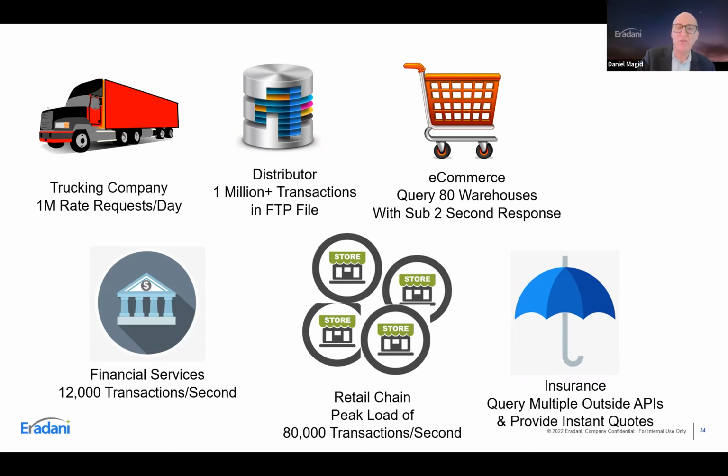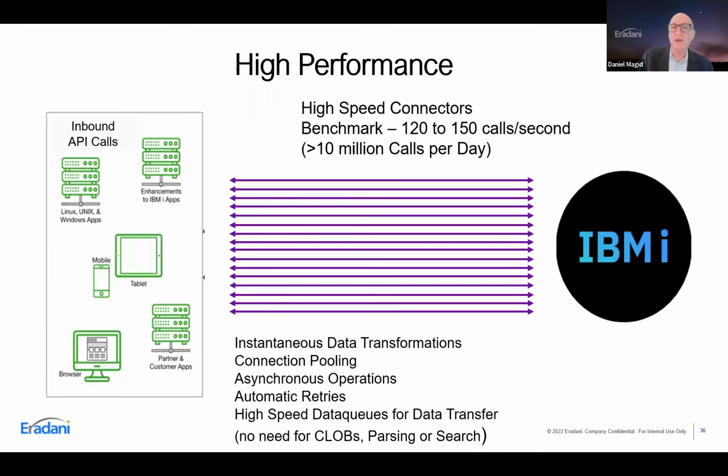So you take a look at what you think you're going to be getting. This is just some things we've had with some of our customers. With a single instance of Eradani Connect, we're handling 120 to 150 calls a second. Now it can horizontally scale, so you can have many of those, and we can handle even higher volumes. And we can do it that fast because we do all the data transformations in JavaScript, so they're basically instantaneous. We don't have to put it into a cloud and read it from the cloud and use YAJL to parse it and then search for the data. It's just an instantaneous transformation of the data.